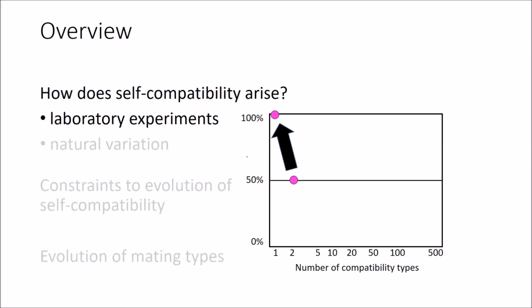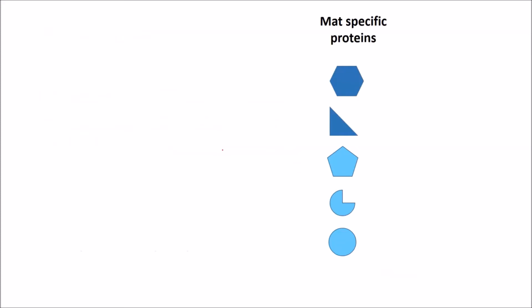So that was the first part about why we would have transitions towards homothallism. These are the laboratory experiments. We also more recently did some analysis of natural variation. And for this, I want to talk a little bit more about the mechanisms that are underlying mating types in Fission yeast, and also a little bit more about mating type switching.